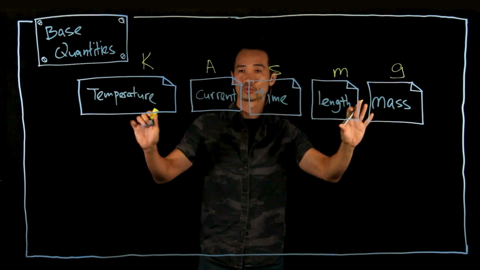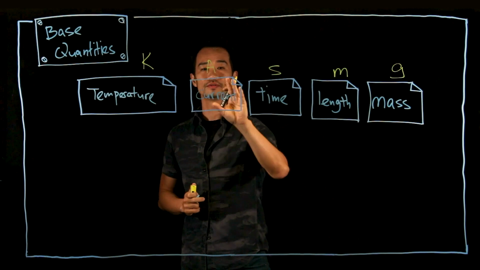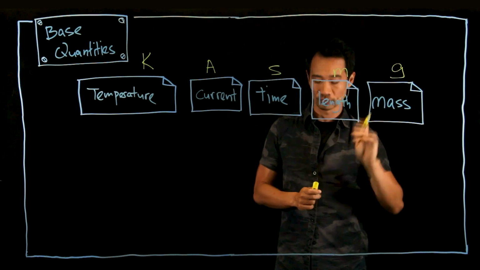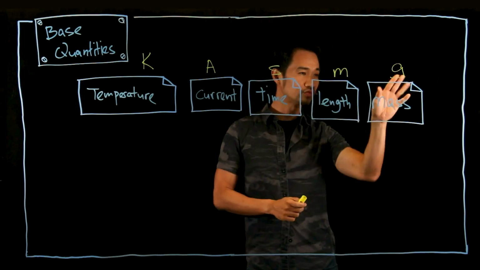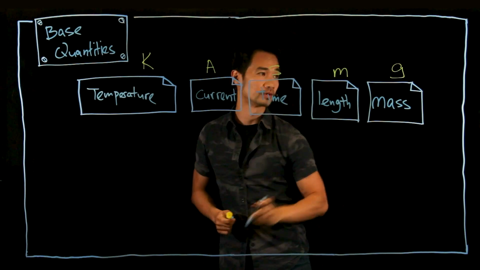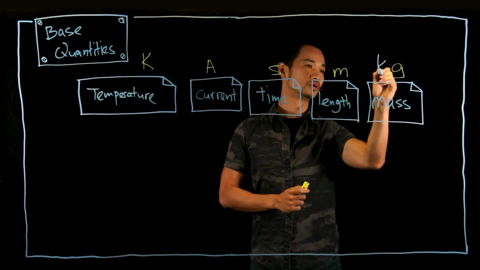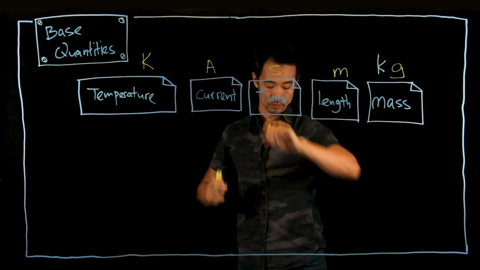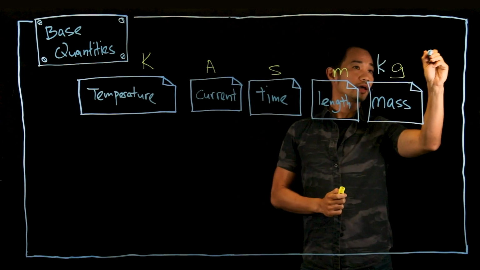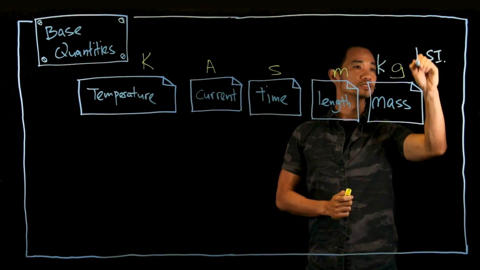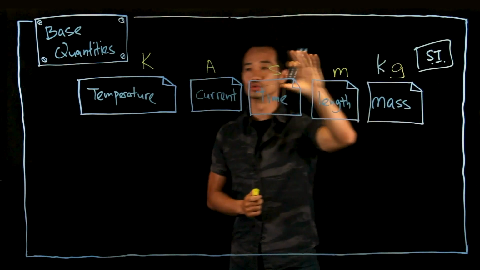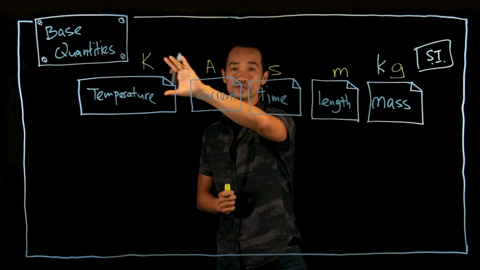Okay, so these are base quantities: kelvin, ampere, seconds, meters, and mass. For mass, we add a prefix before grams, we add the kilo. But all of these are what we call the SI units, which means these are the standard international units that we use in physical quantities.